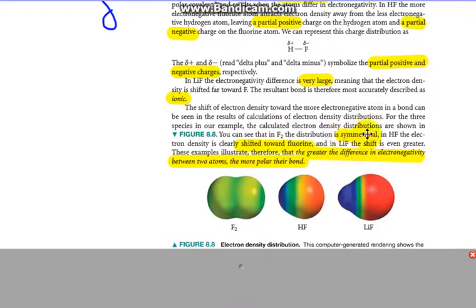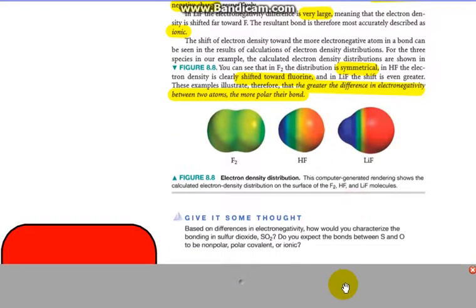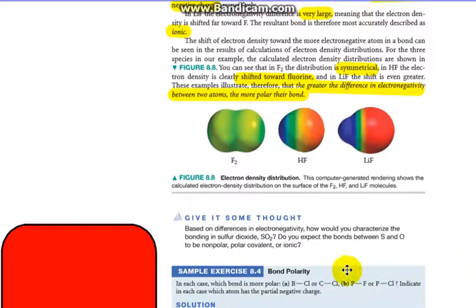So we can see F2 is symmetrical, HF is shifted slightly towards fluorine, and then in LiF, which is ionic, it's completely over. So these examples illustrate that the greater the difference in electronegativity between the two atoms, the more polar the bond. If you look at this example at the bottom, based on the differences in electronegativity, how would you characterize the bonding in sulfur dioxide? Do you expect the bonds between the S and the O to be nonpolar, polar covalent, or ionic?